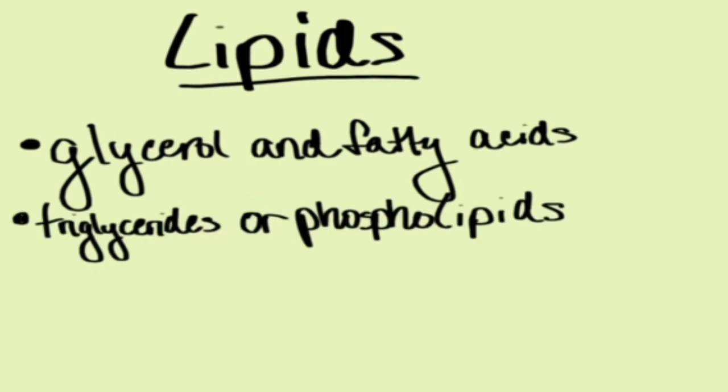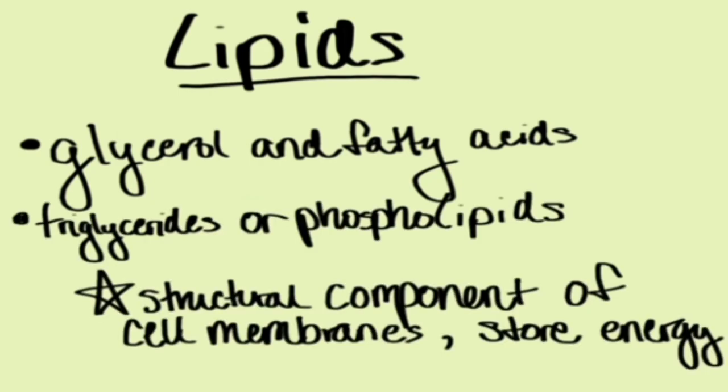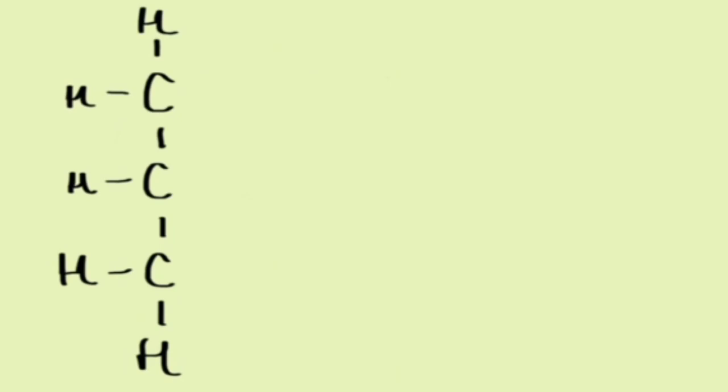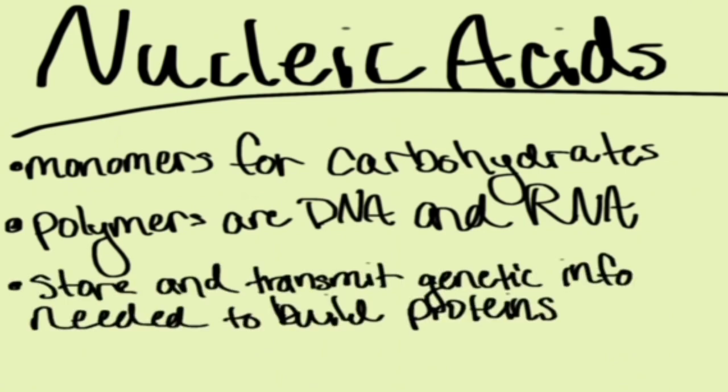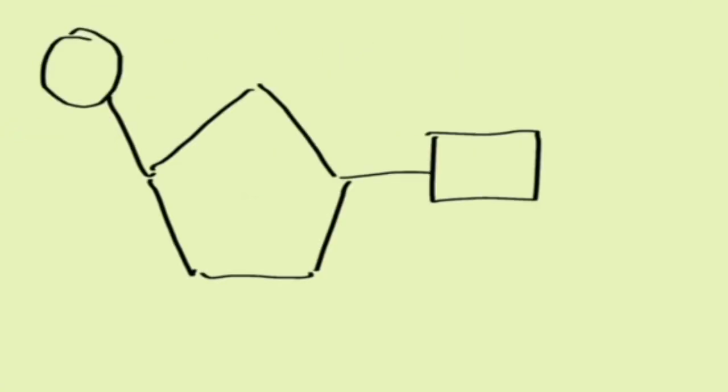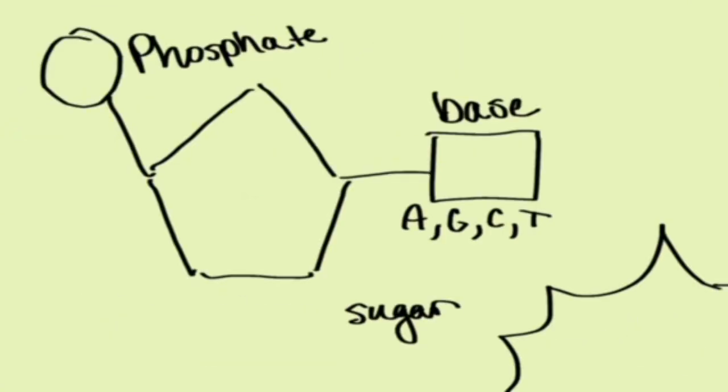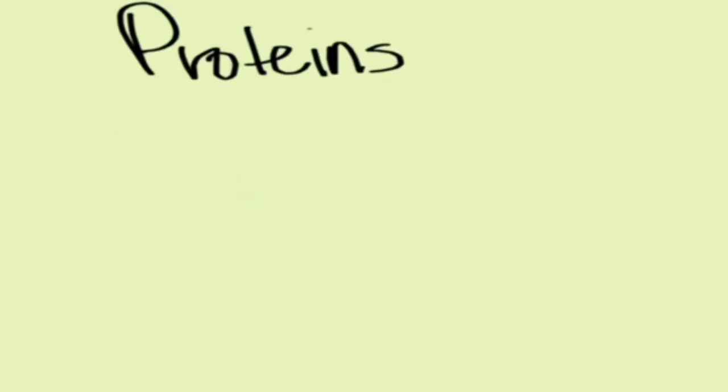Lipids. The monomers of lipids are glycerol and fatty acids. The polymers are triglycerides or phospholipids. Lipids function as a structural component of cell membranes and store energy. Nucleic acids. The monomer of nucleic acids are nucleotides. The polymers are DNA and RNA.